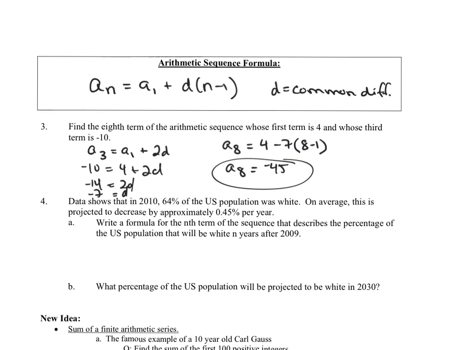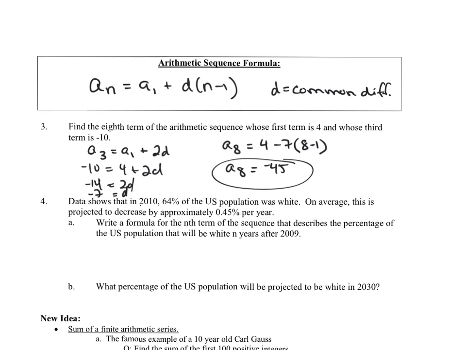So looking at the next example, data shows that in 2010, 64% of the US population was white. On average, this is projected to decrease by approximately 0.45% each year. And we want to write a formula for the nth term of the sequence that describes the percentage of US citizens that will be white n years after 2009.